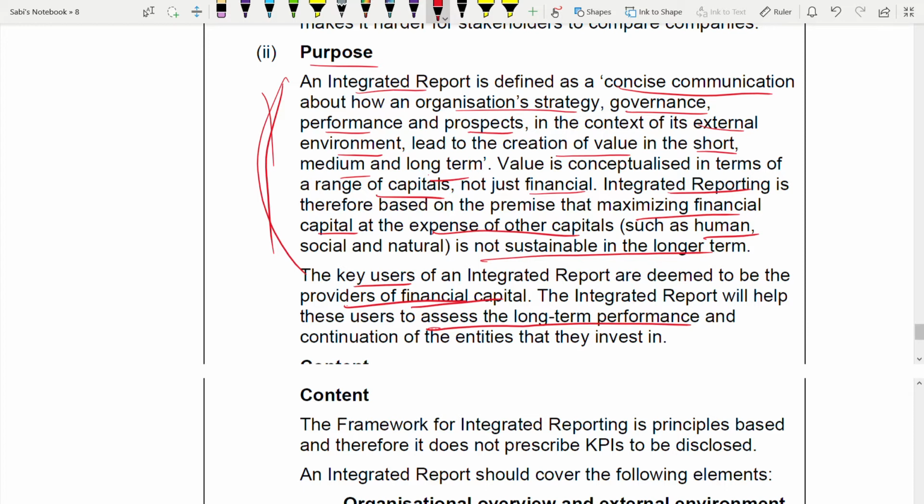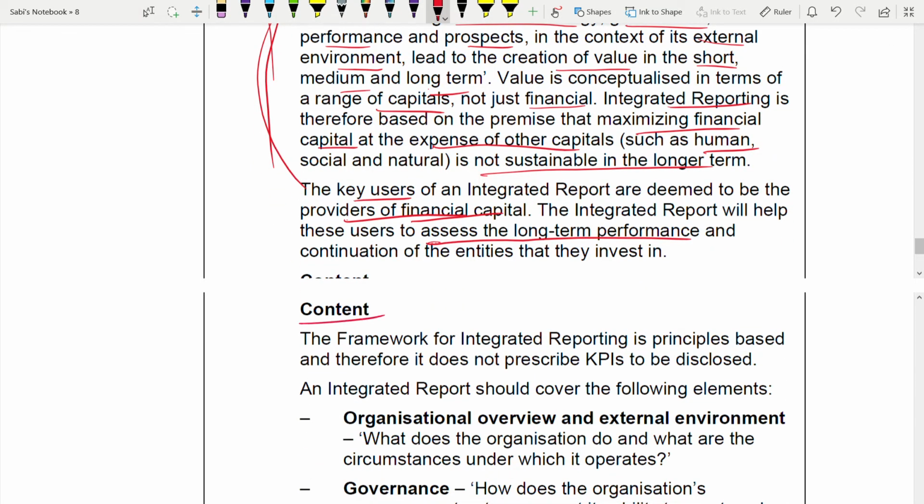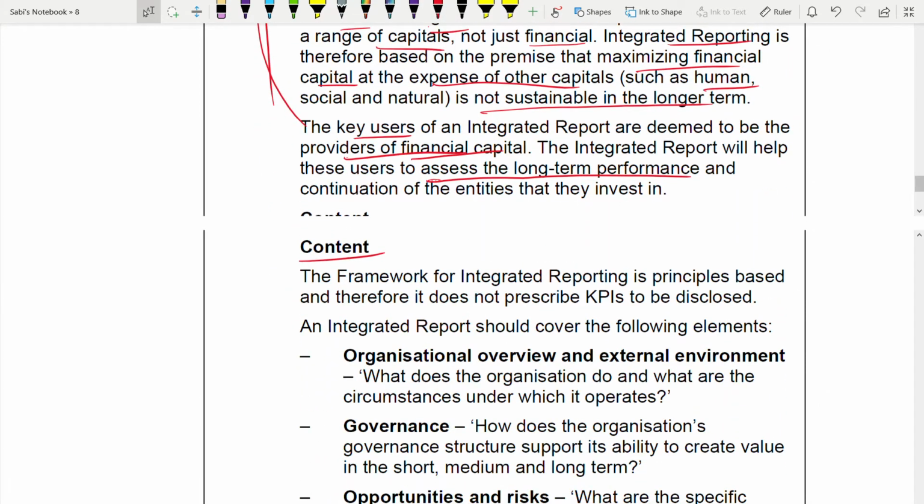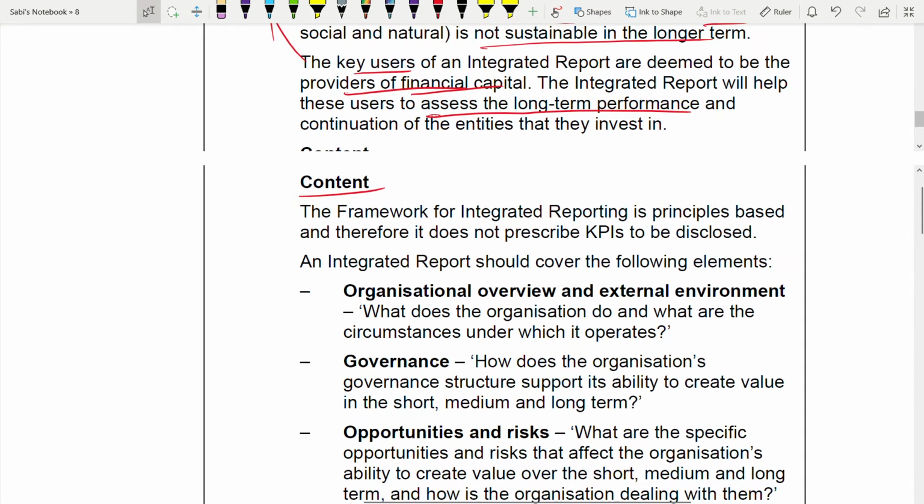Now we are moving to the content. Even content and purpose are under the same requirement. But when you're writing it, you have to differentiate it like this: purpose, and then you talk about the content using a separate subheading, and under that, write it in a paragraph. If you see, the content is built from the purpose only. Okay, it is principle based, it's not rule based.